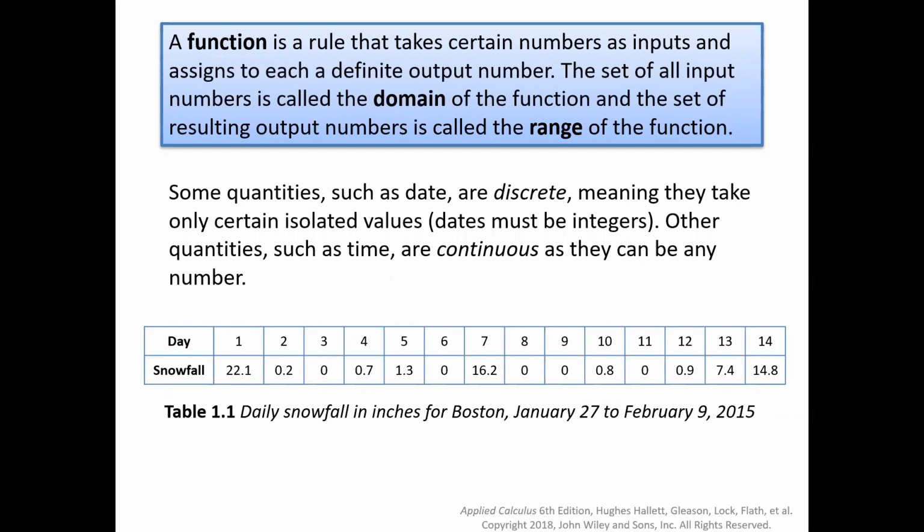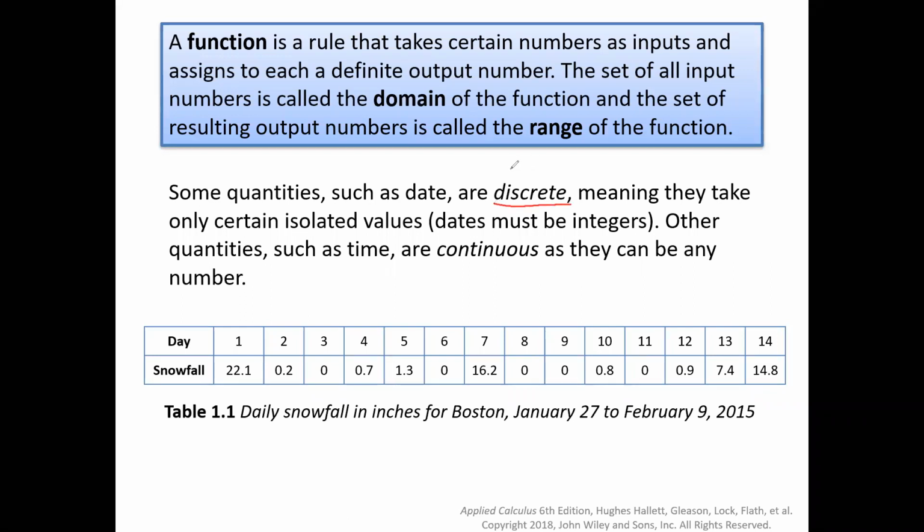The set of all input numbers is called the domain of the function, and the set of all resulting output numbers is called the range of the function. All right, so here we have a quick example. We have some quantities such as date, or discrete. Discrete is the first thing that we have here. It means you can assign a specific number to it. For example, you're either on day 1 or day 2 or day 3 and so on. That's what discrete means: they take only certain isolated values. Dates must be integers. Other quantities, such as time, are continuous as they can be any number.